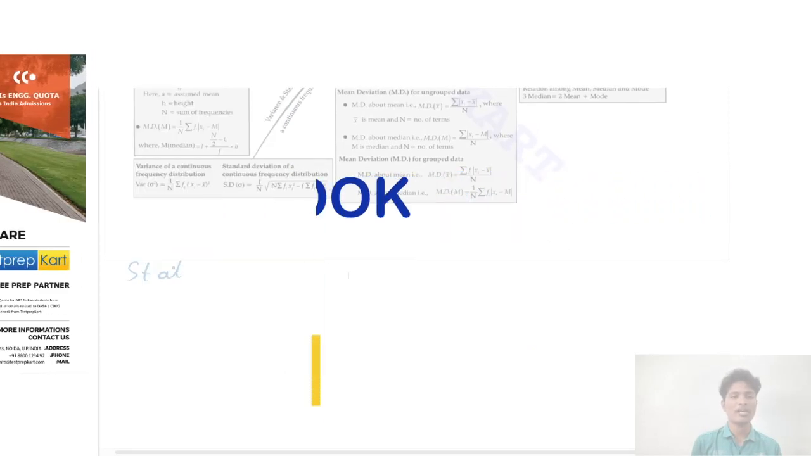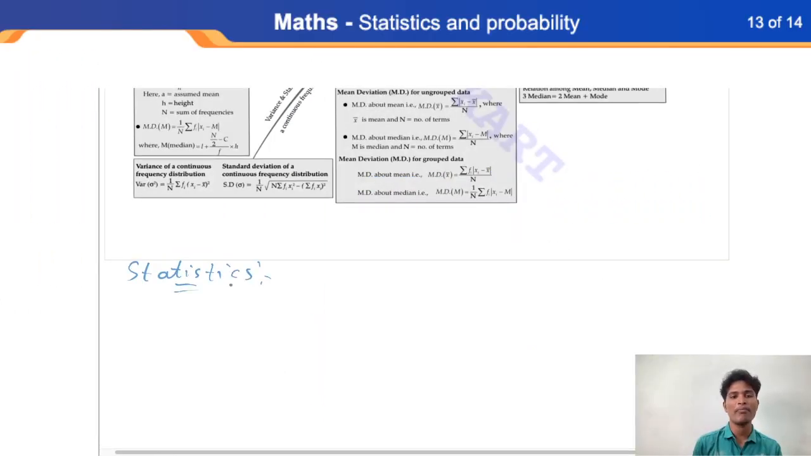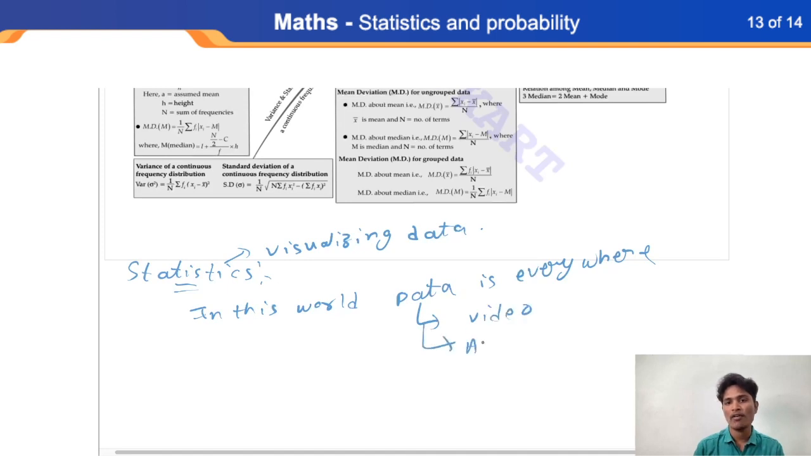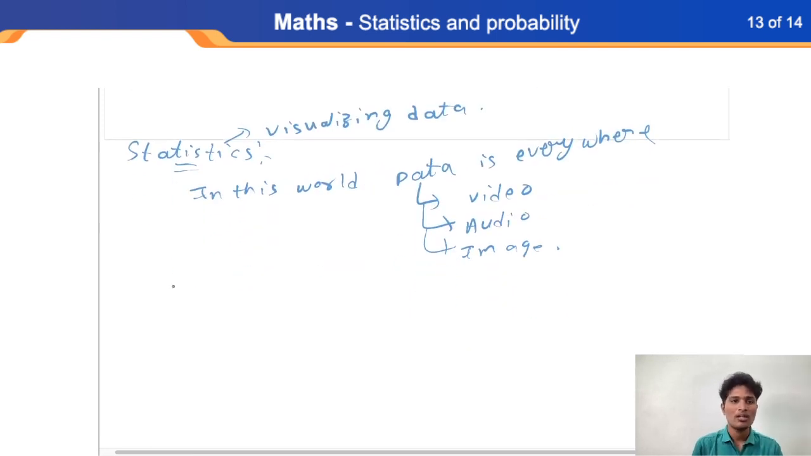Basically the chapter name is statistics, and statistics is very important in visualizing the data. I will first explain the basic concepts involved in statistics, and I will explain this mind map, which includes some other important topics. To visualize data, we have to use statistics, and we already know that in this world data is everywhere. Data has so many formats. It is a video format, an audio format, or an image format, anything. Everything is data. So this data, there are two types of data.